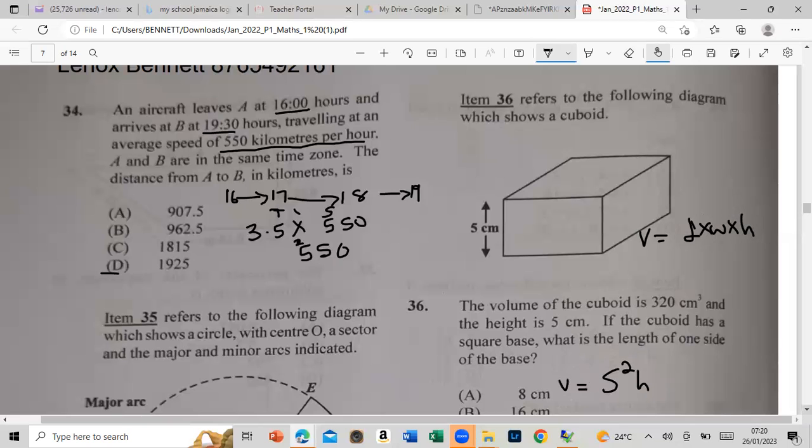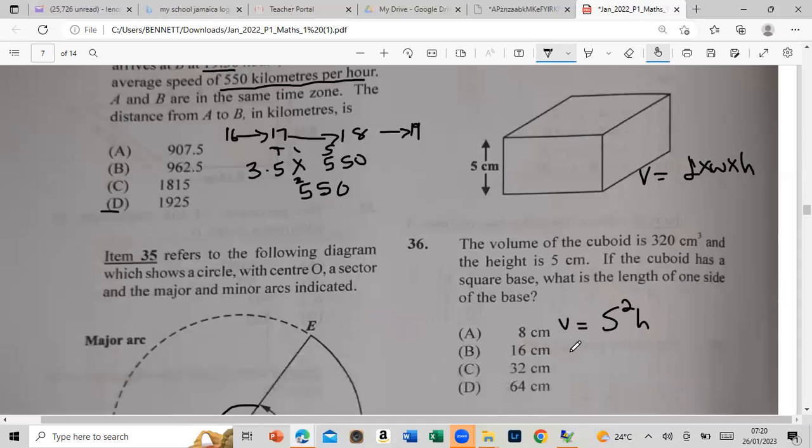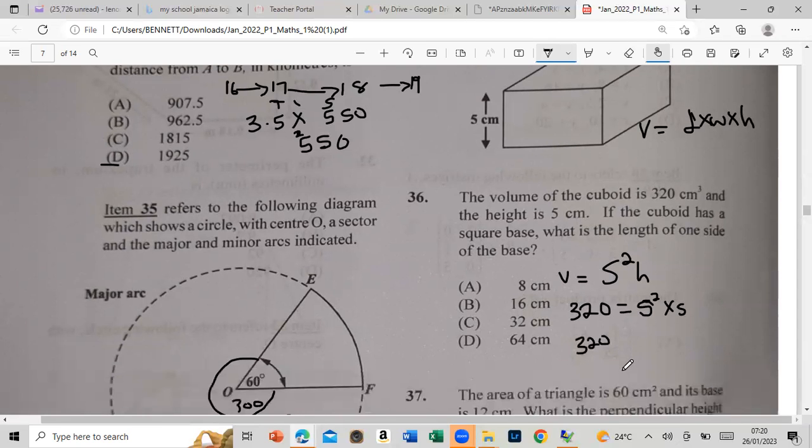Let us put in the information given. We have 320 equal to S square times 5. So we're going to transpose, so we divide by 5, so it's 320 divided by 5. And then we have S square.